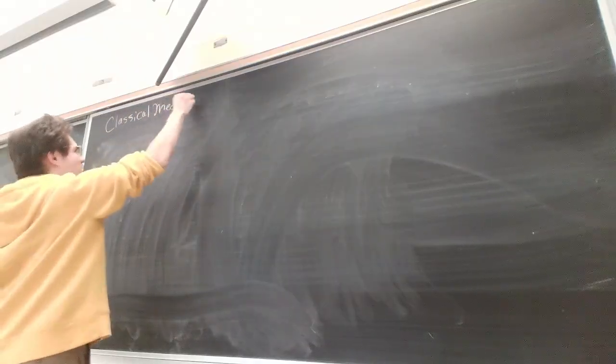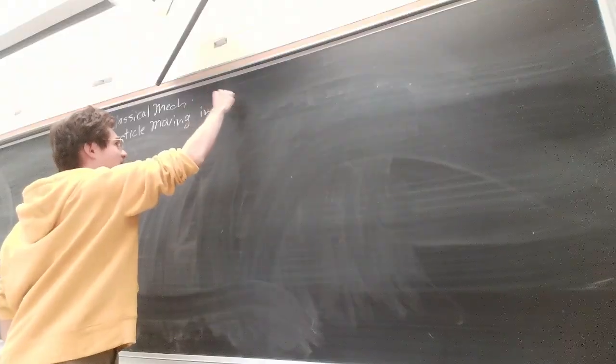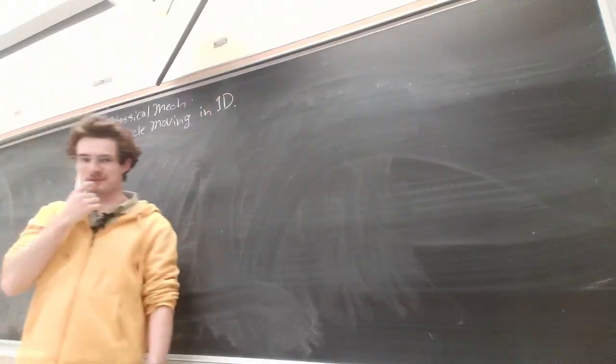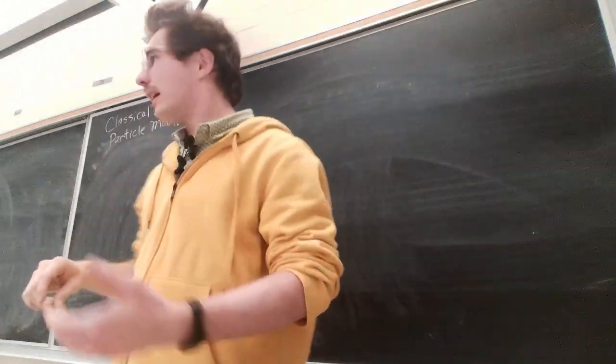So let's start. We're going to talk about classical mechanics very, very roughly. We're going to start off with a very simple system. We have a particle moving in one dimension. Very good. So this can be many things, right? This can be, say, a particle just zooming around somewhere.